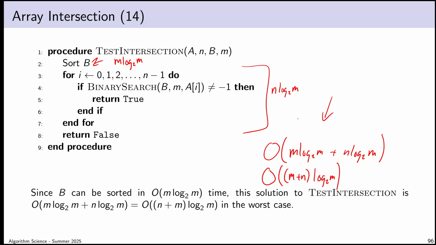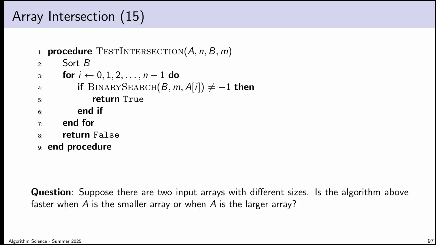All right, so I now have this algorithm. This is faster than n times m. I actually think it is decisively faster because log m is way less than m as m begins to get large.